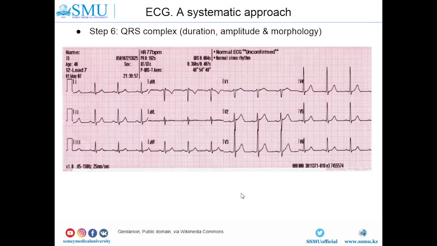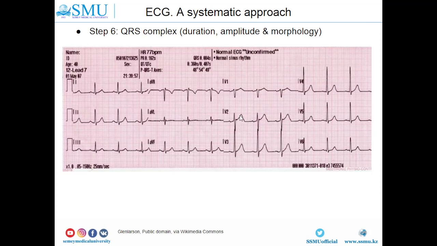Let's come back to our case, to our example. In our case, the QRS complex duration is normal. It is less than 0.10 seconds. We can see that there is no pattern like left ventricular hypertrophy or any bundle branch block.